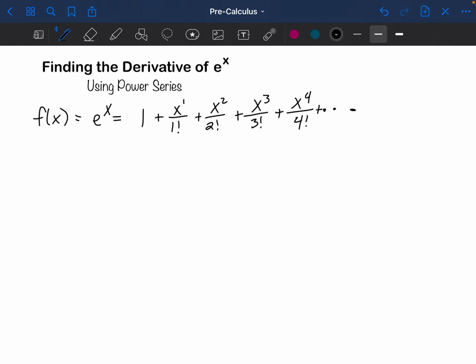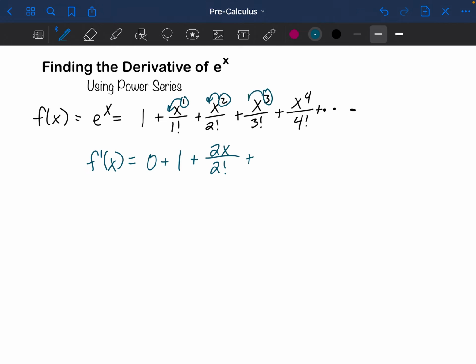We can find the derivative of that using the power rule. Derivative of 1 is 0. Derivative of x to the first over 1 factorial. Well, 1 factorial is just 1, so I'm going to take this 1, drop to the front. Well, that's just 1. Using the power rule, I'm going to drop the 2 to the front here, and I'm going to have 2x to the 2 minus 1 over 2 factorial.